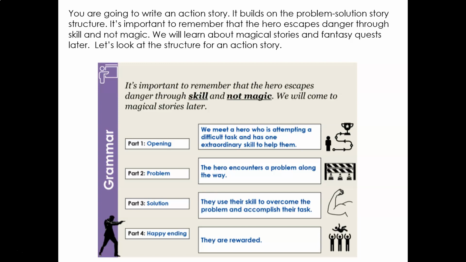It has 4 parts: the opening, where we meet a hero who's attempting a difficult task and has one extraordinary skill that will help them. It has part 2, this is the problem, where the hero encounters some kind of difficulty along the way. Part 3 is the solution. So they're going to use their wonderful skill to overcome the problem and therefore accomplish the task. And part 4, we have the happy ending. Our hero is rewarded in some way.